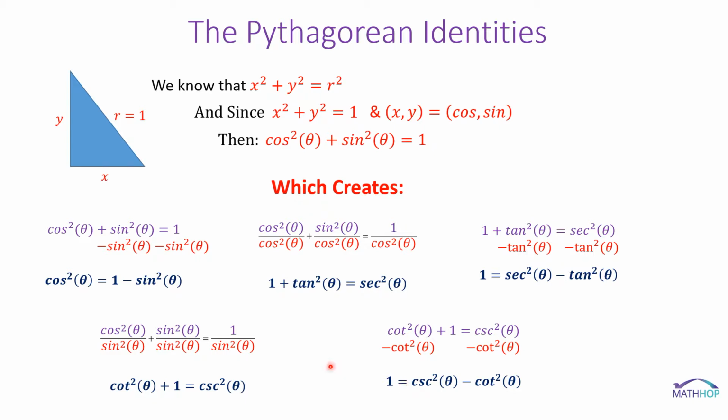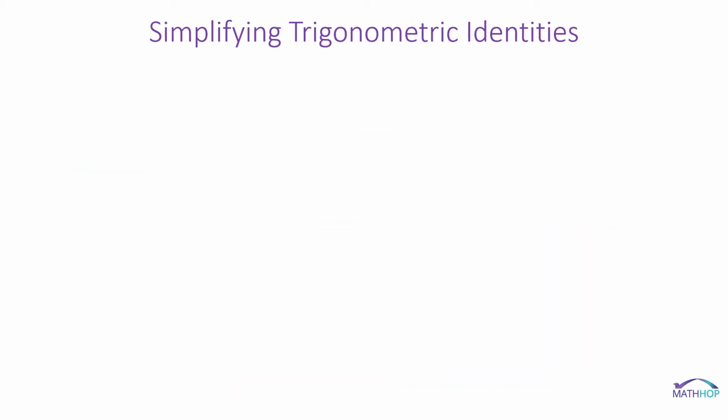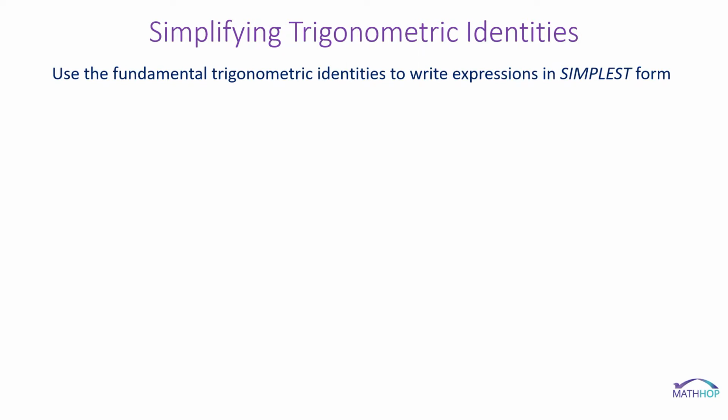And so those are some really important Pythagorean identities that will help you simplify these trig identities, these trig proofs, whatever you want to call them. Knowing these is going to help you. But if you don't memorize all of them, at least know that cosine squared plus sine squared, or sine squared plus cosine squared, is equal to 1 because it produces all of these other relationships. All right, so when you're doing these, this is what is going to happen. You are going to use the fundamental trigonometric identities and the reciprocal identities to write expressions in simplest form.